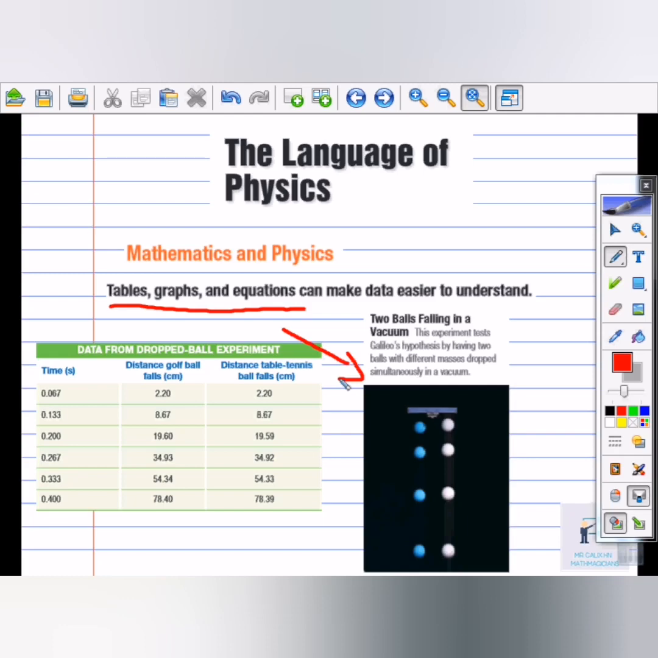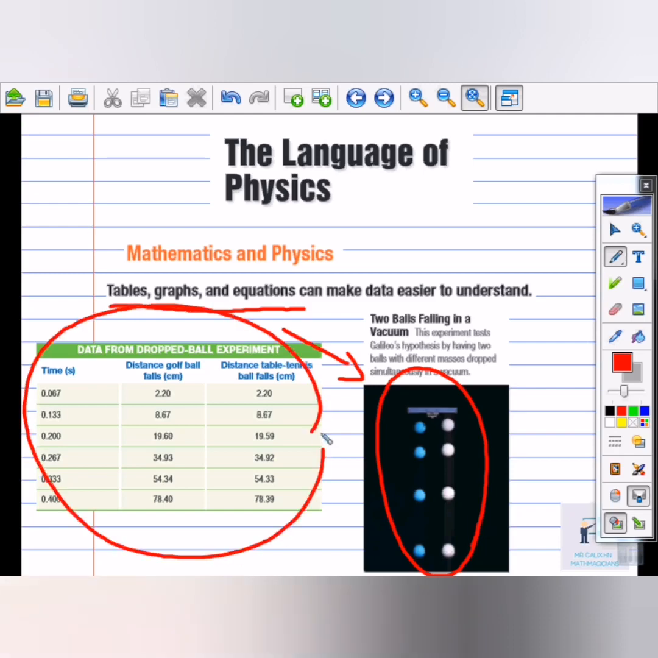It says, two balls falling in a vacuum. This experiment tests Galileo's hypothesis by having two balls with different masses drop simultaneously in a vacuum, as you can see here. In this case, they're using a tennis ball and a golf ball. The results are recorded as a set of numbers corresponding to the times of the fall and the distance each ball falls. A convenient way to organize this data is to form a table as seen here.